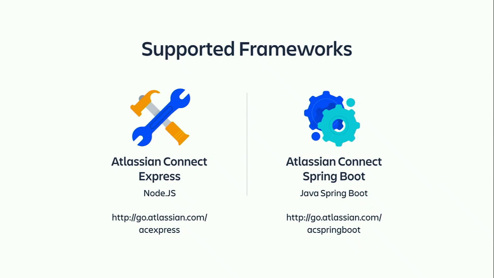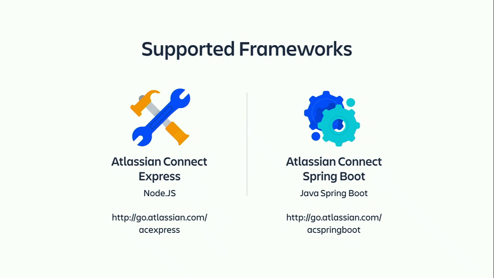So it will handle JWT tokens, it will handle the lifecycle for you, it'll handle making requests for you in a secure fashion. Additionally, Atlassian Connect Spring Boot. So are you using Java Spring Boot? So you have two options here that are supported from the Atlassian developers in being able to start up an app quickly.